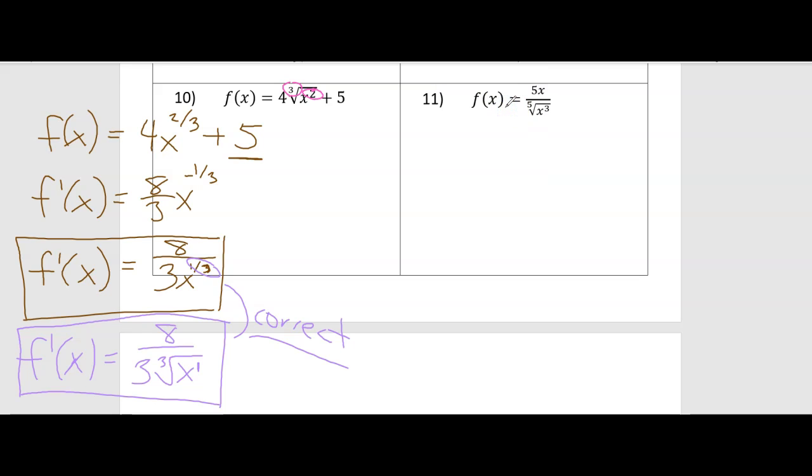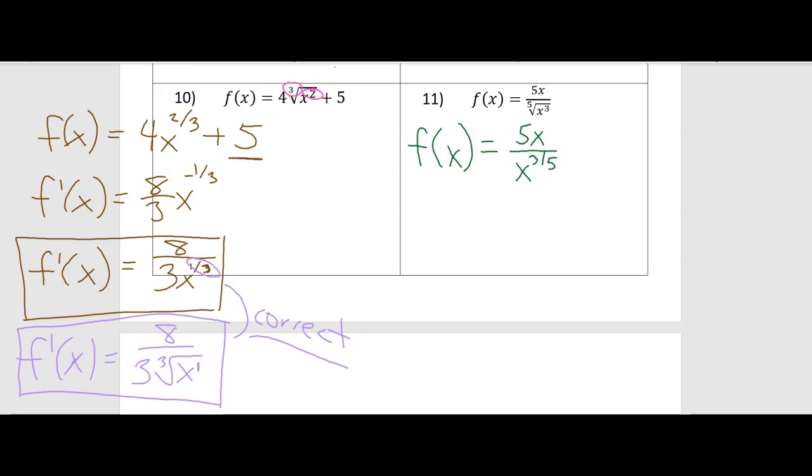This one we actually have more work to do than our other problems. We have to rewrite this function twice. The first thing I'm going to do is get rid of the radical. Sorry, it's not going to be f prime yet because I have to rewrite. So I'm going to get rid of the radical in the denominator, and I'm going to get 5x divided by x to the 3/5 power. Okay, so again, we just talked about where those exponents are supposed to go.